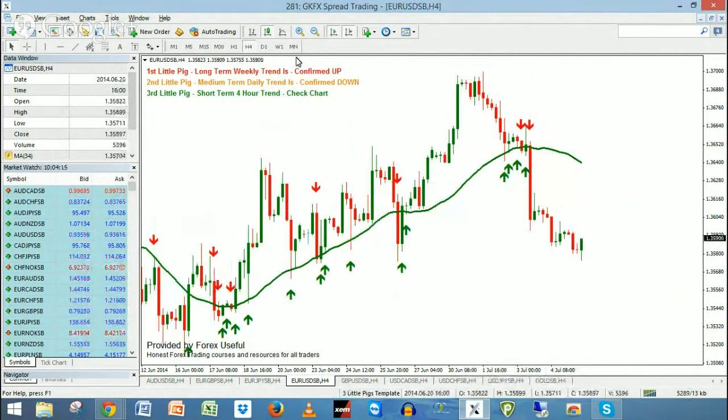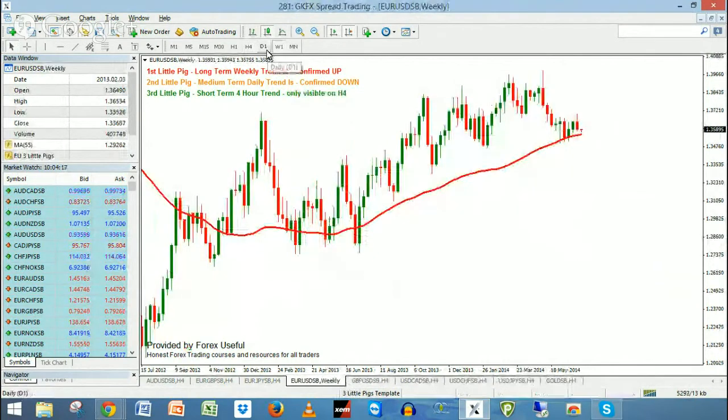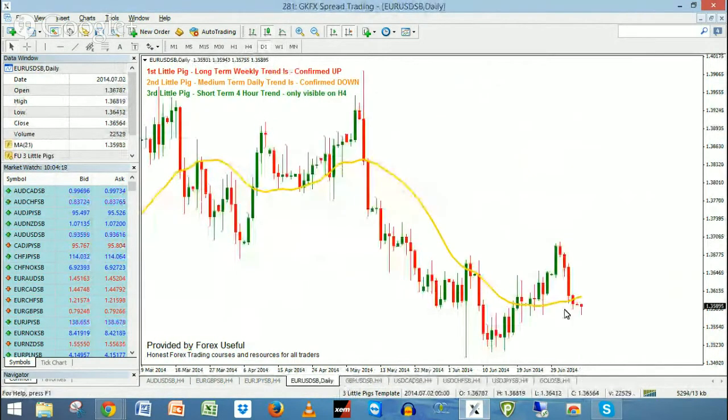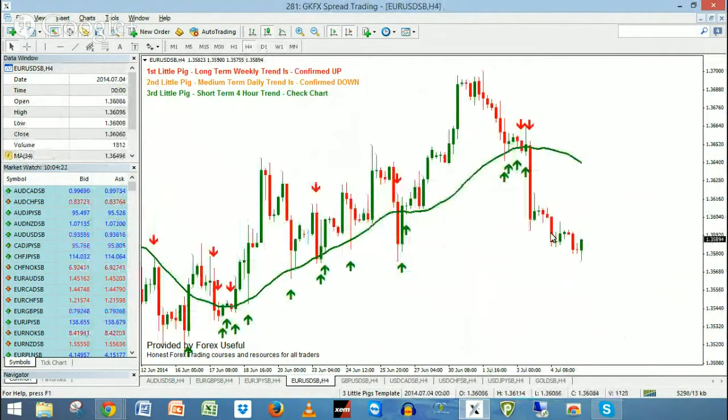EURUSD, a little bit different. We can see the weekly's up only just, the daily's down only just, so could go either way here. Just basically waiting for these two trends to come into sync, up and up or down and down. So no trades here at the moment.